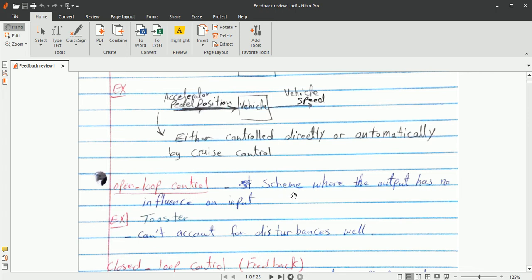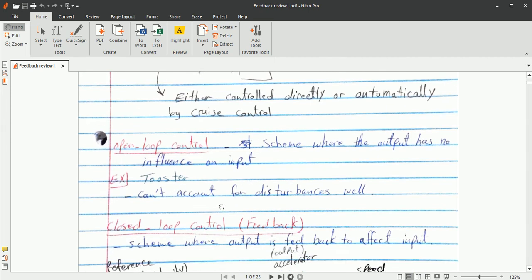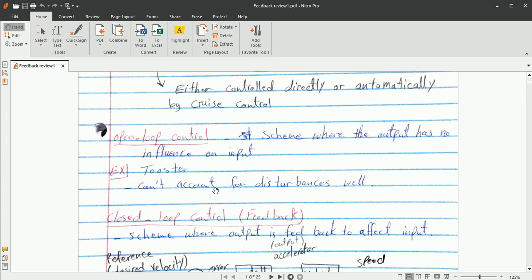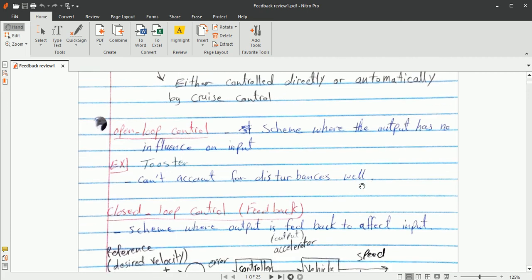Open loop control is a scheme where the output has no influence on the input. You give input and you get output. Simple. It's toaster-like. You can't account for disturbance as well. It is not a good control. You apply this control where you have a pretty simple system, and you know that if you give a certain input, you will get a certain output, which will not go out of bounds or make your system unstable. You already know the behavior of the system. That's why you give calculated input and you get calculated output within bounds. But this is the limitation. This is not a good control.